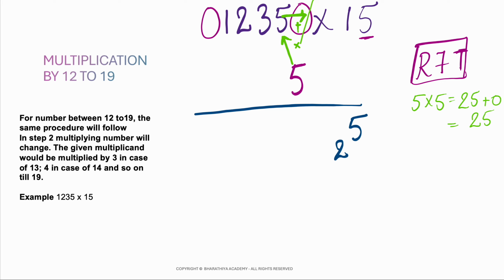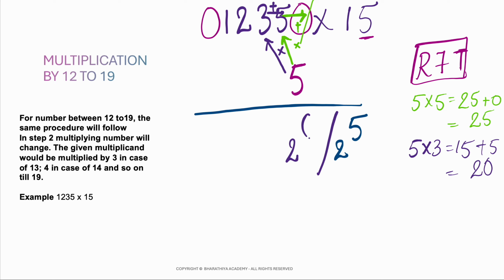Okay. Now let's move on to the other number. Let us take 5 into 3. That's what we are supposed to be doing. 5 into 3 is nothing but 15. Okay. And then this 15 you will have to add it with 5. Plus 5. What do we get? 20. So just write 2 here and 0 here. That's it. Okay. So the next step. Before that, what you have to do, strike off this 5. Why? To avoid confusion. Very good.